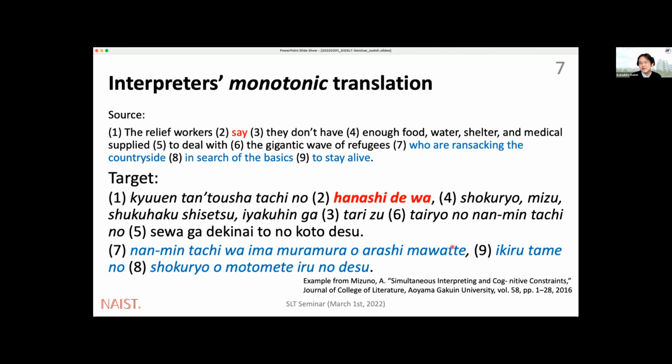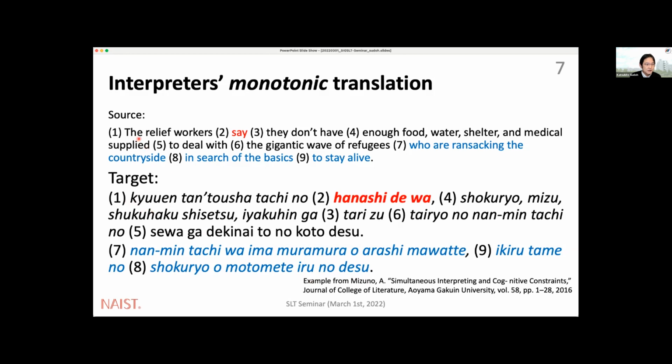Simultaneous interpreters try to translate very quickly, using some kinds of techniques, called monotonic translation. They reorder the Japanese sentence according to the original English word order, and they split the sentence immediately before the relative clause on the English side. This one is also taken from Mizuno's paper.